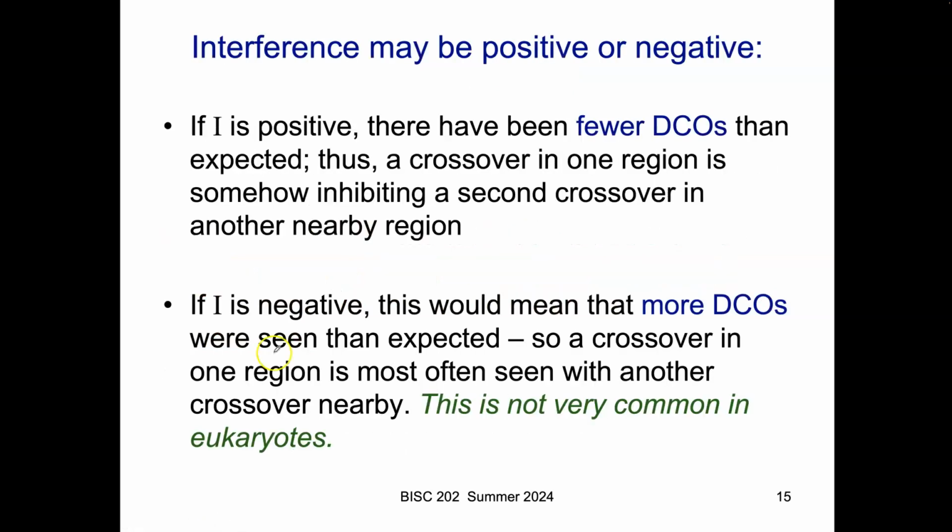Okay, and so it may be positive or negative. If interference is positive, that means we've had fewer double crossovers than we might have predicted, and we see that usually in eukaryotes. If it's negative, that would mean there's no interference. There's in fact almost like an encouragement of more double crossovers than expected. This is seen in prokaryotes, and I think the reason for this is because those chromosomes are circular.